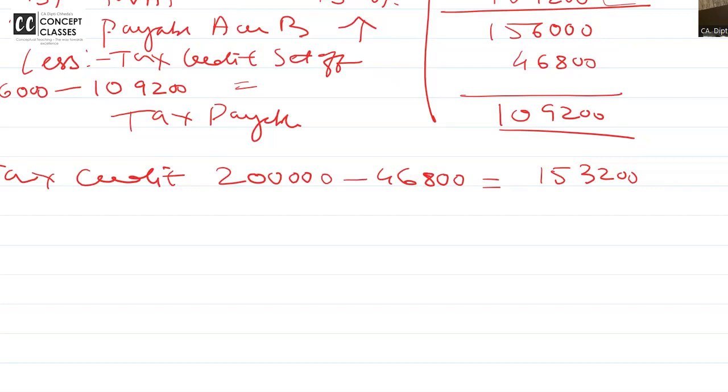Chalo, all the sums are over. Now I want to revise with all of you. As I said in the very first class, MAT is applicable to all the companies. Indian company, foreign company, domestic company, all companies. But for some foreign companies, in 3 cases, MAT is not applicable. Suppose we have a foreign company with which a DTA agreement is there and they don't have a PE in India.